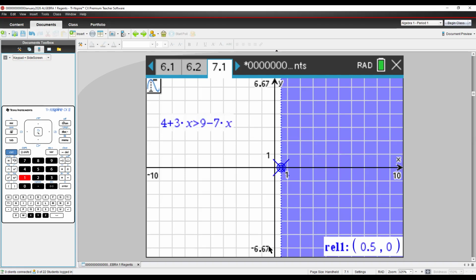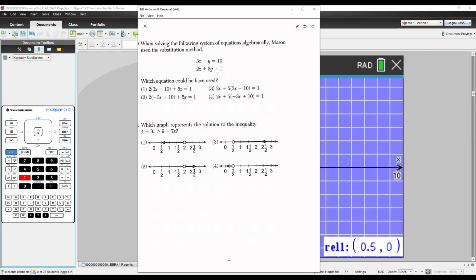So if I go to the answer choices, and by the way, the blue means these are all solutions. So anything to the right, anything that's greater than 0.5 or a half is a solution. So if I go to the answer choices, right away, anything that has an arrow going to the left, I already know is wrong. So these are wrong, right? I need something that's going to the right, and it needs to start at a half, not 2. So this is our answer, right?